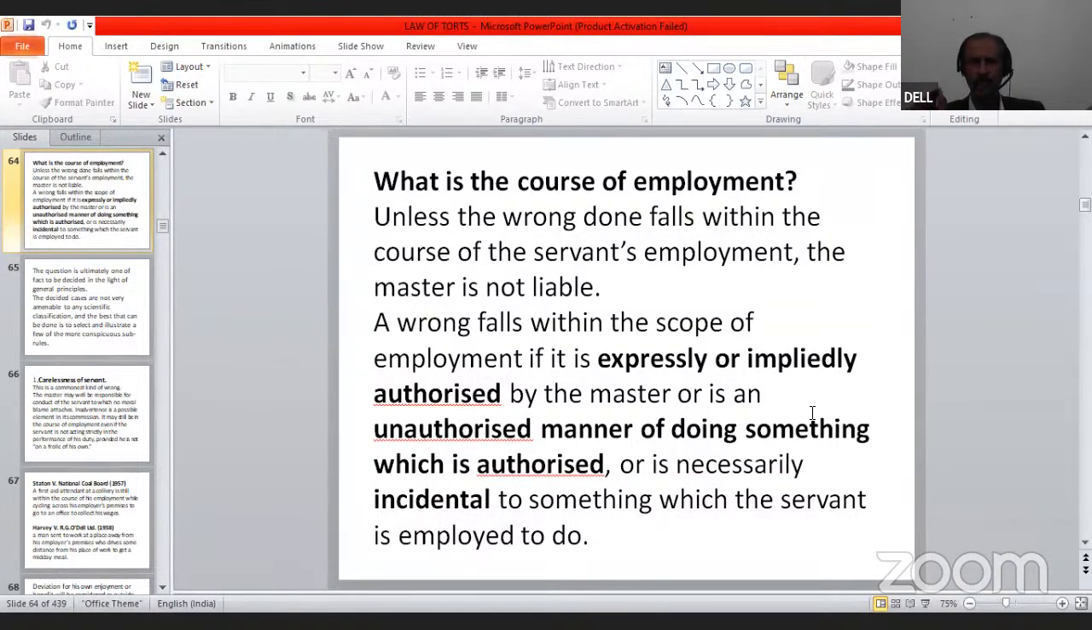When does it come within the course of employment? When the master expressly or impliedly authorized the servant. Second, it is an unauthorized manner of doing something which is authorized, or some incidental things. Incidental, for example, a railway's emission of sparks, vibration, sound, etc. It's all incidental. That's why accidents are incidental. Whatever you venture, I'm saying that incidental damages will always be there. If you take a vehicle, an accident is obvious. Any day, any time, it may happen, unexpected things. Obviously, when on the road, anything may happen. So that's why the wrongful act should come within the course of employment.